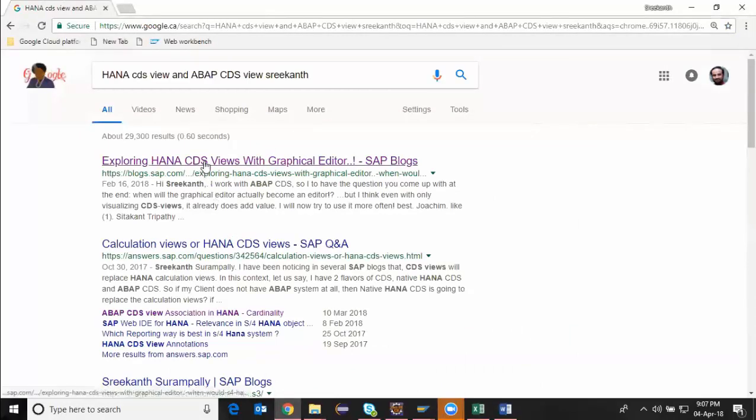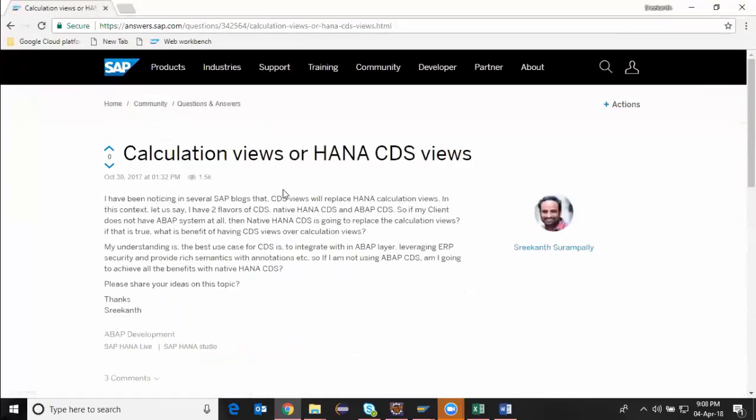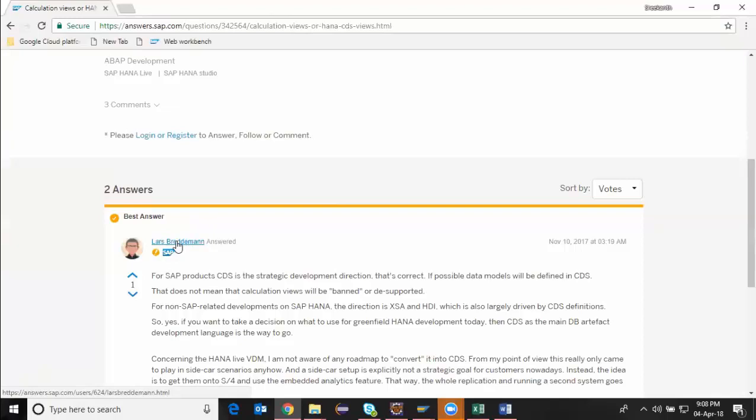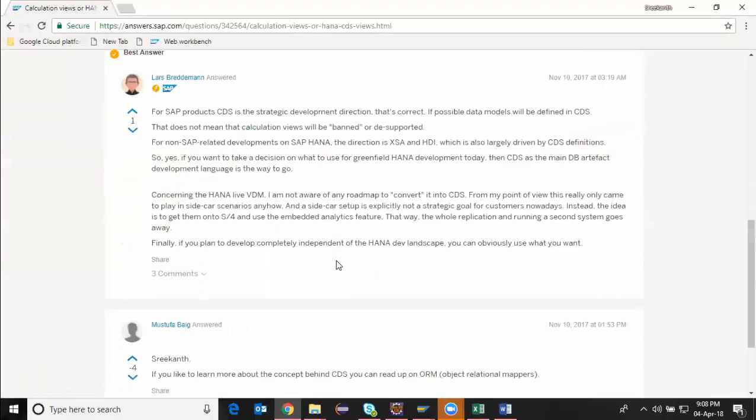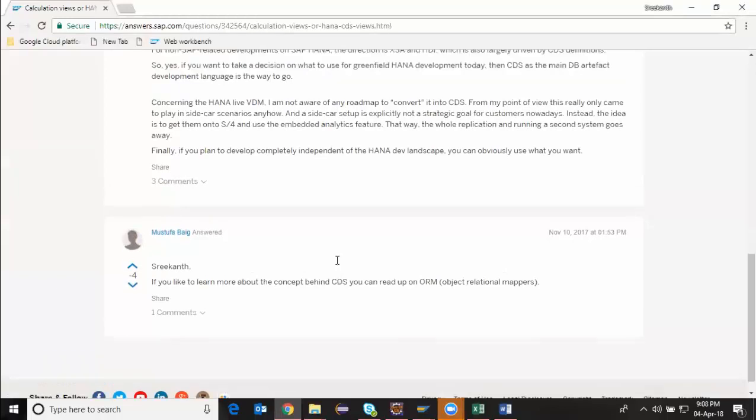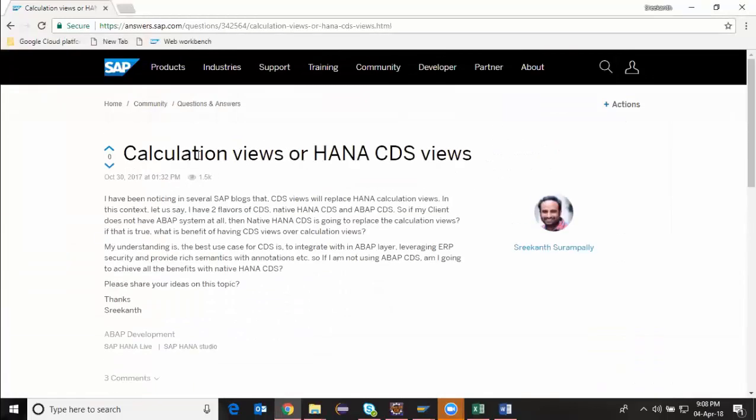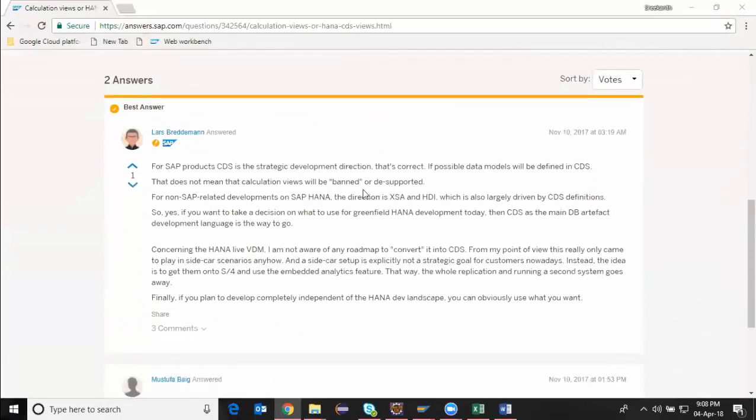There is one blog which explains in detail the difference between them, and there is one question and answer. So you just read these two, and you will be able to get a good understanding. Here this guy Lars explained in great detail in answer to my question, so you will get some good understanding of the difference between HANA CDS views and ABAP CDS views. The question heading is different, but the in-depth understanding is there: I was asking what we should use, HANA versus this one.